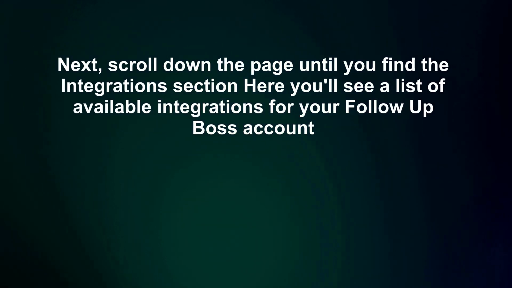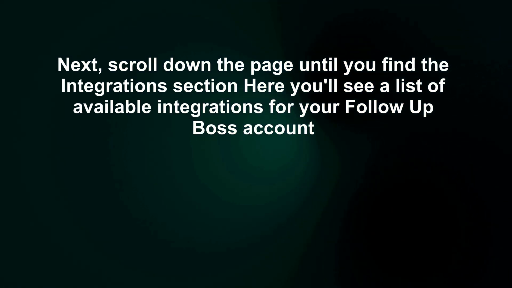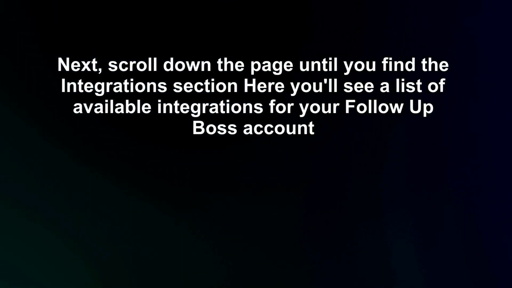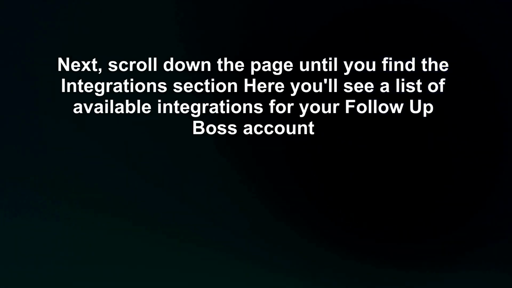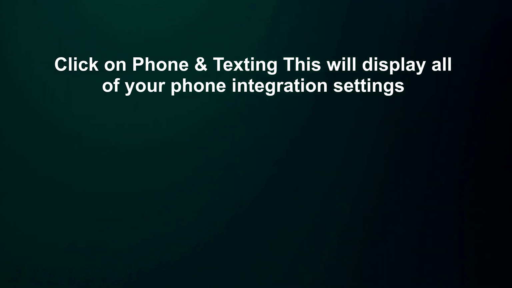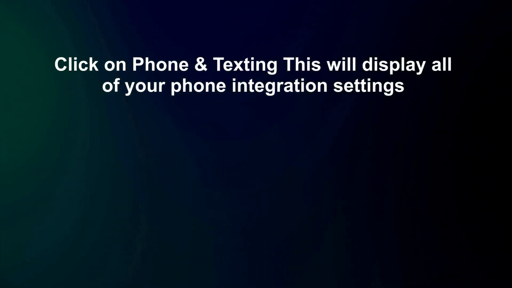Next, scroll down the page until you find the Integrations section. Here you'll see a list of available integrations for your Follow-Up Boss account. Click on Phone and Texting. This will display all of your phone integration settings.